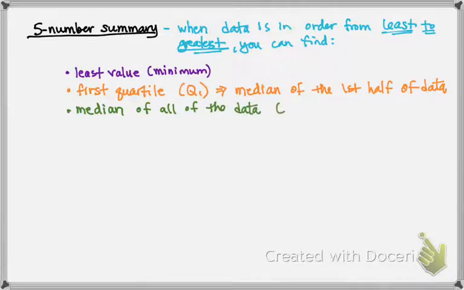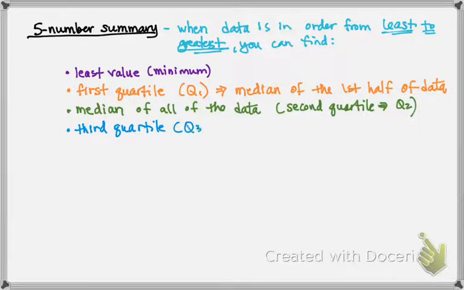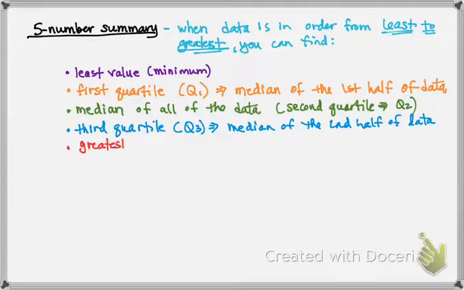And some people do refer to it as the second quartile, or Q sub 2. Then we're going to find, if we have a first quartile, or median of the first half, we have to have a median of the second half. So that's going to be the third quartile. Now the reason why he's third is because remember the median is the second one. So he's Q sub 3. So he's the median of the second half of data. And last but not least is going to be the greatest value in the data. And he's known as the maximum as well. Okay, now what's my order of finding each of these?